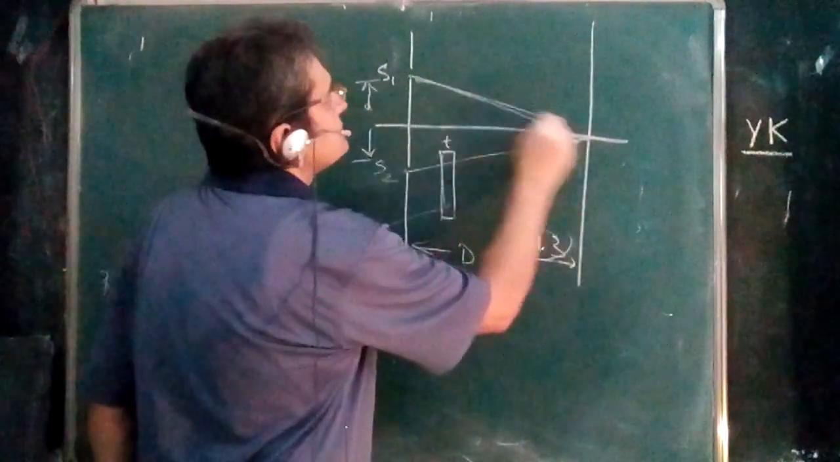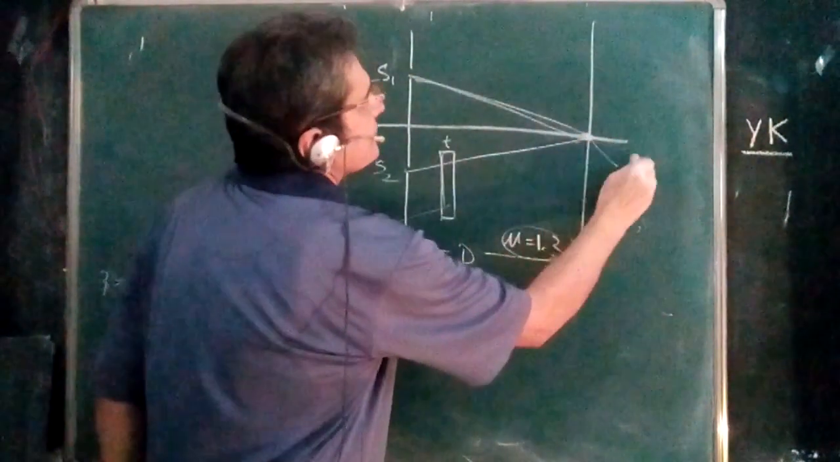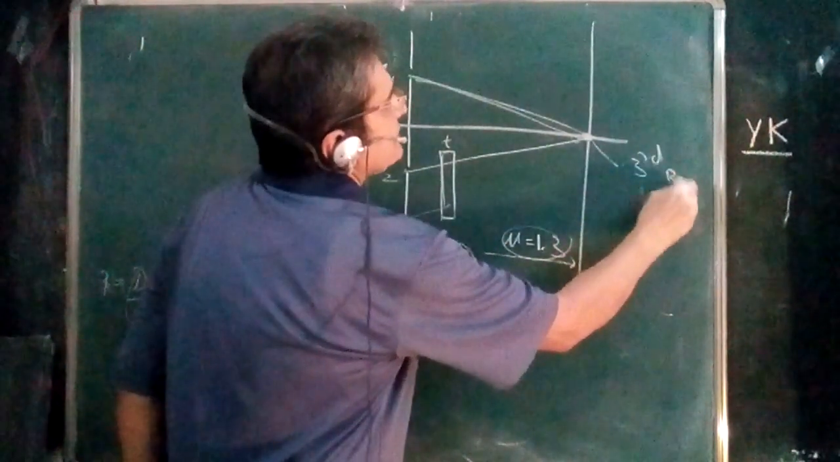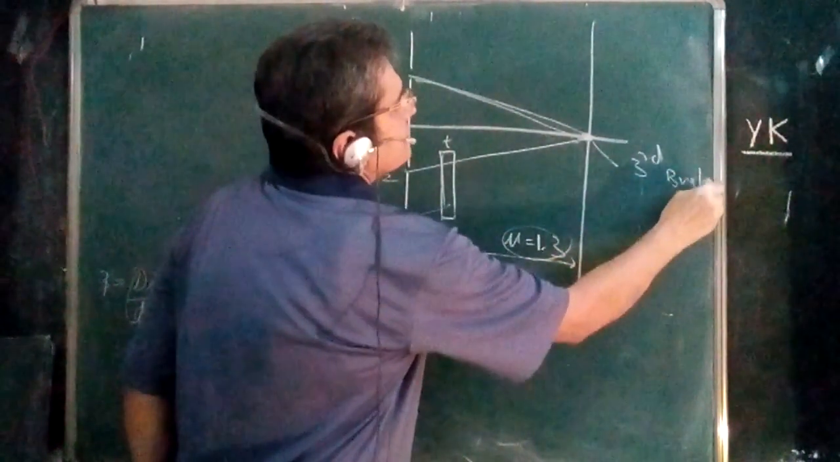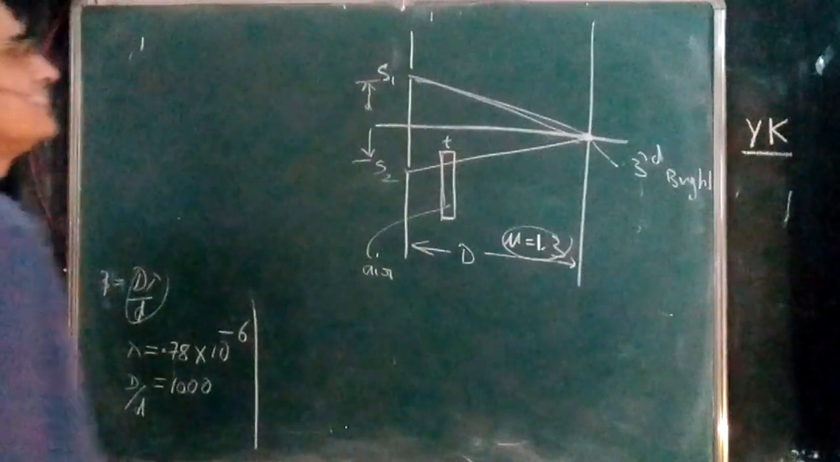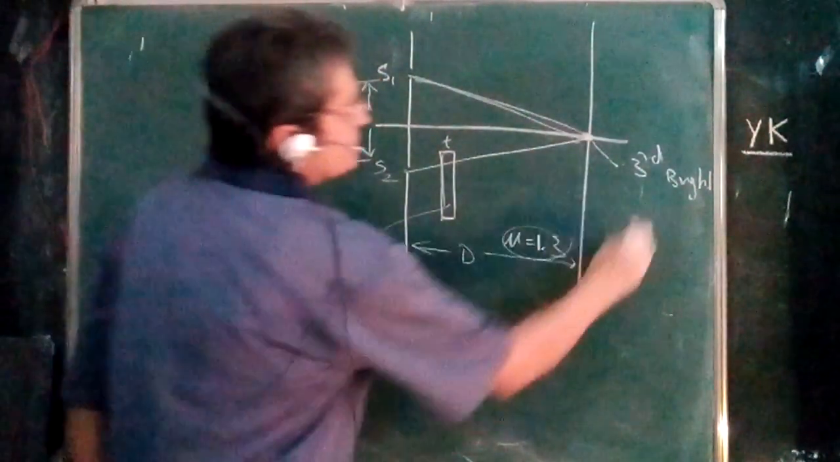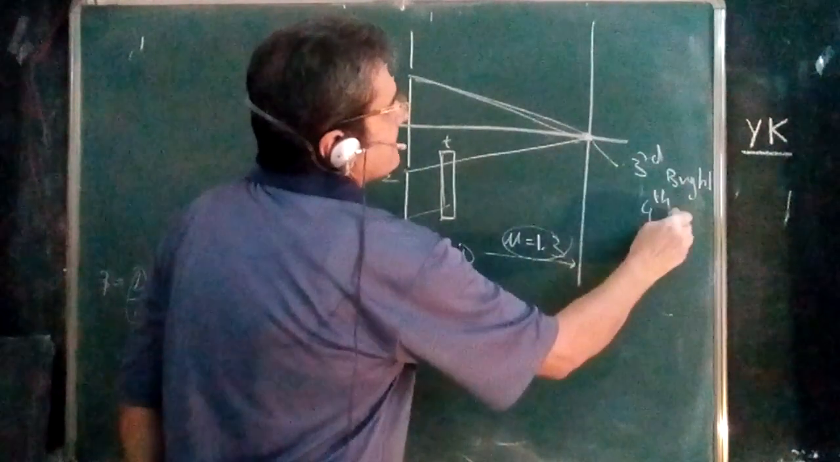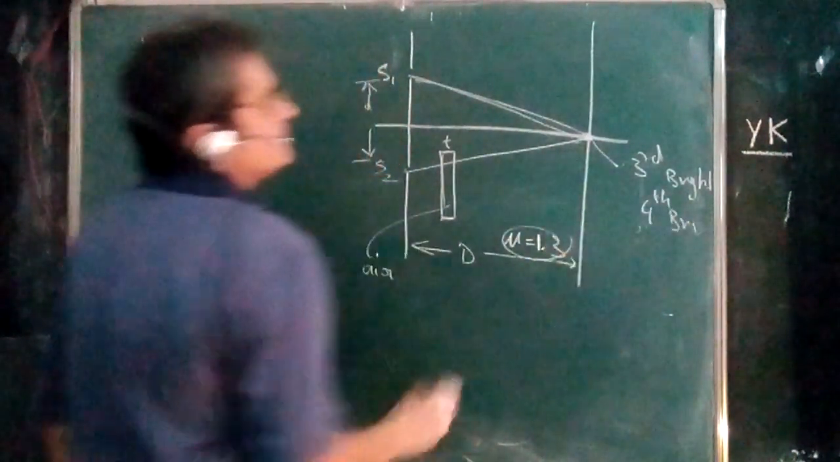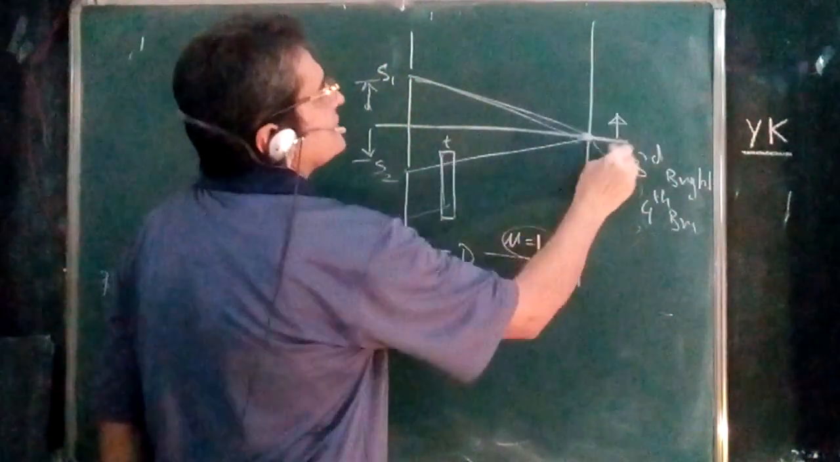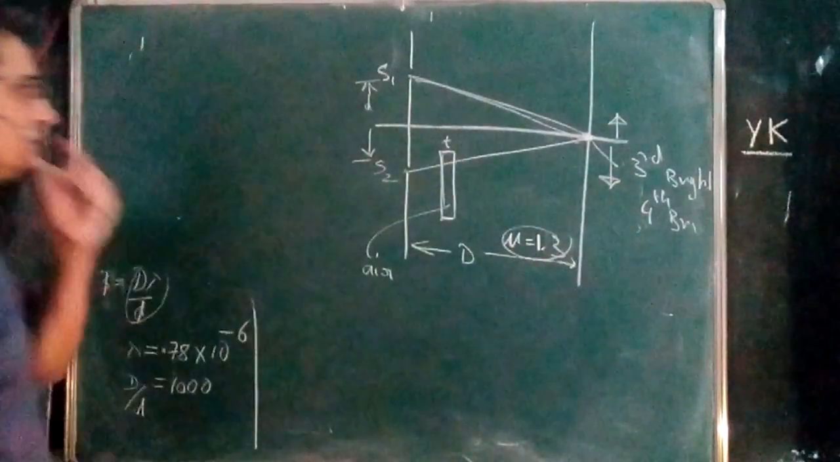It is given that with this arrangement you get the third bright fringe here, at the origin, that is at y is equal to 0. We have to find the location of the fourth bright fringe. So whether the fourth fringe will be on this side, first of all we should know that.